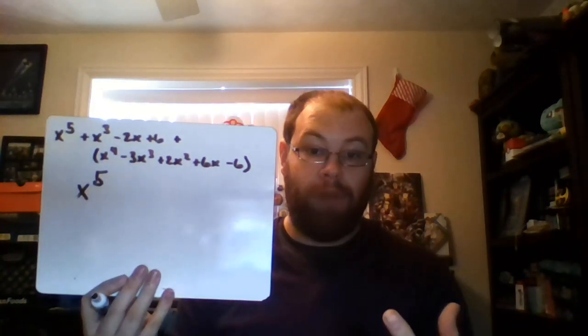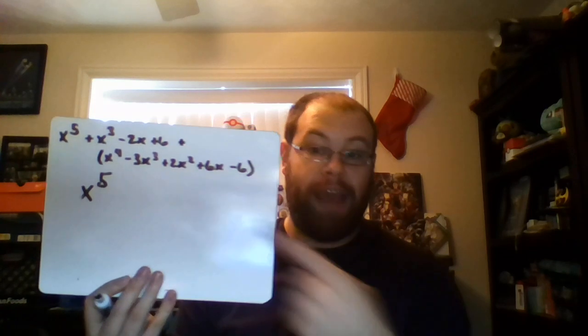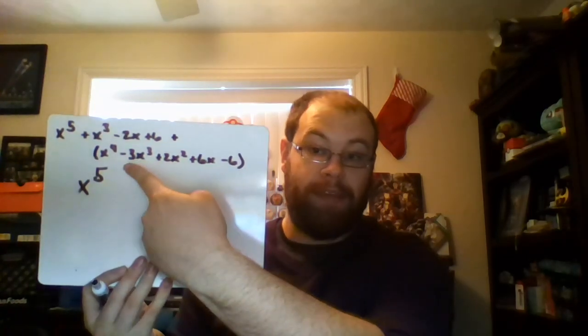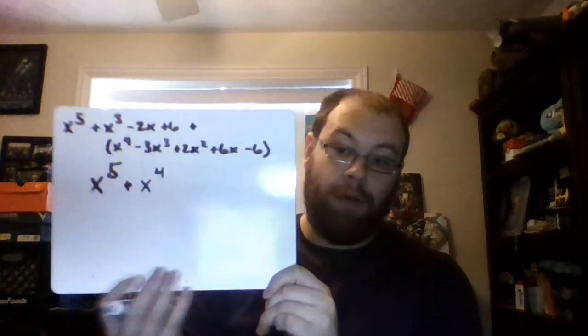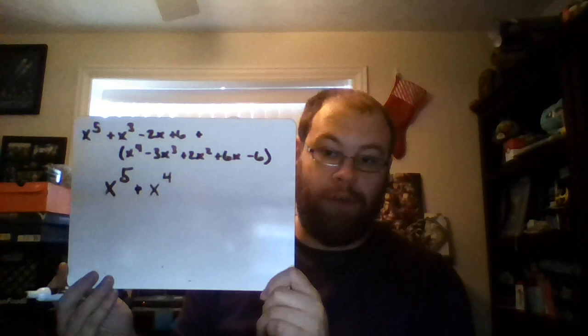So then for the next one, we're just going to go to the next highest exponent, which is the x to the fourth, which you see in the second one here. There isn't any one in the first one, but there is an x to the fourth here, and it's positive. So we can write plus x to the fourth. And there you go. We've got x to the fifth plus x to the fourth so far.